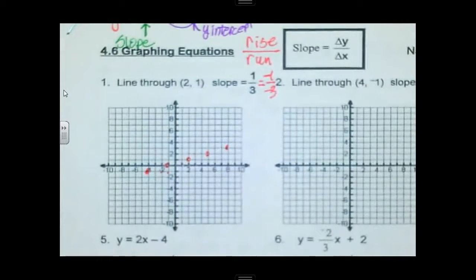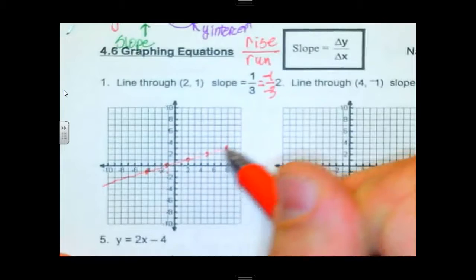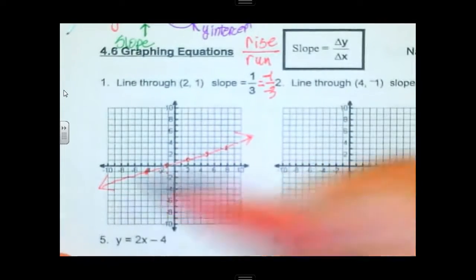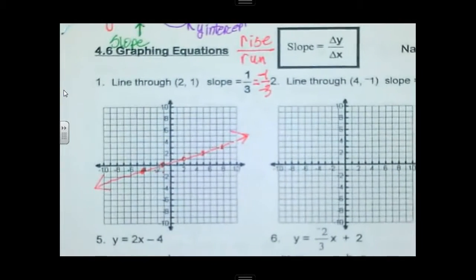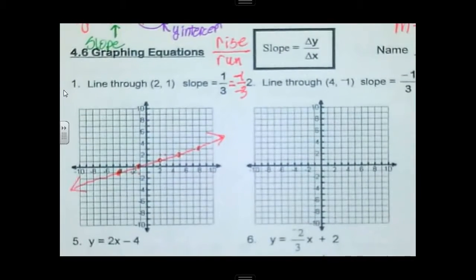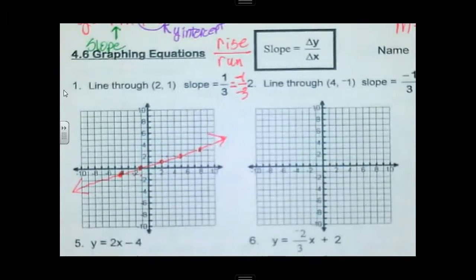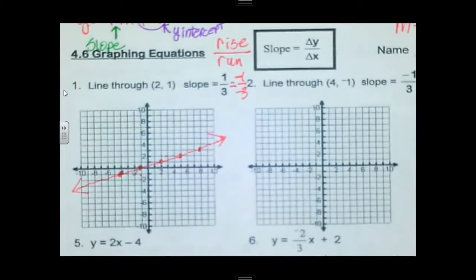Either make a lot of points or use a straight edge to draw your line. The more points you make, the better off you are. Especially when you come back from Christmas and we actually have to read points where 2 lines intersect.